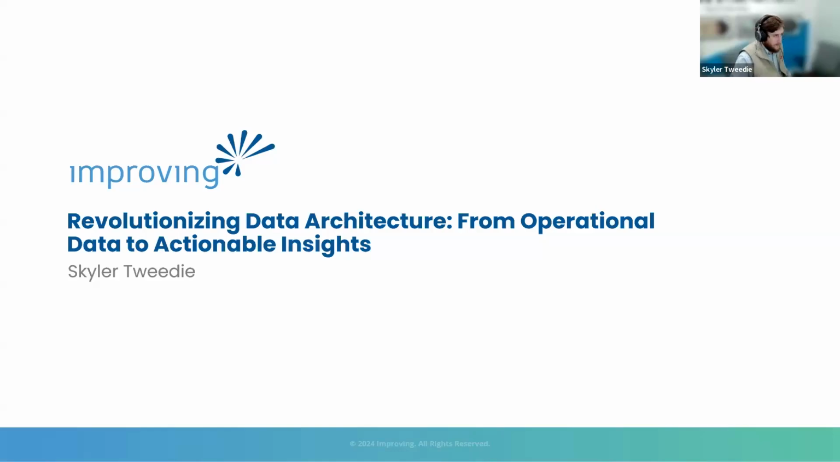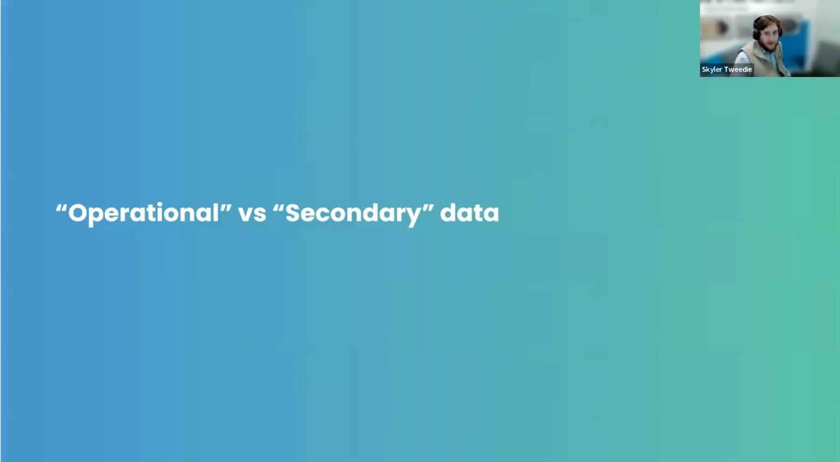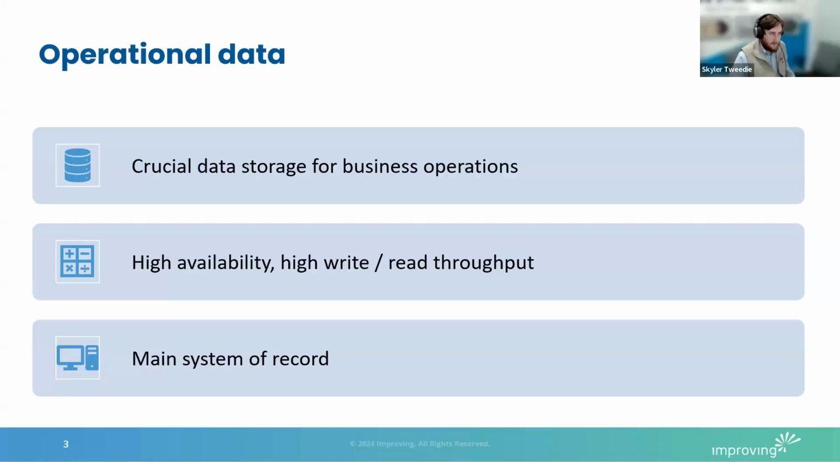So with that, let's get started by defining what we mean when we say operational versus secondary. And these are my terms, not really industry standard at all. But operational data is pretty much anything that's crucial data storage for business operations. We'll talk through some business use cases of what operational data versus secondary data would look like. Typically, this is going to be heavy user input from your end users, or maybe your client services team, whatever.